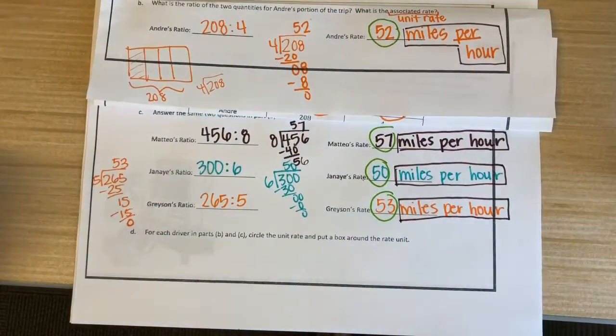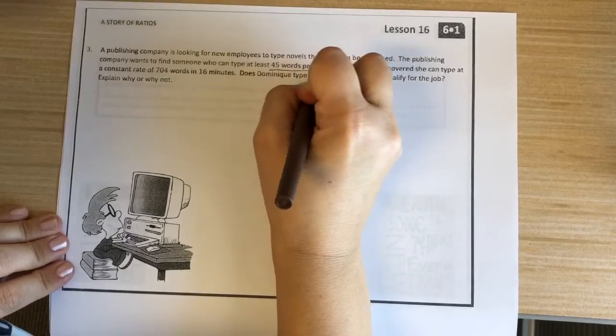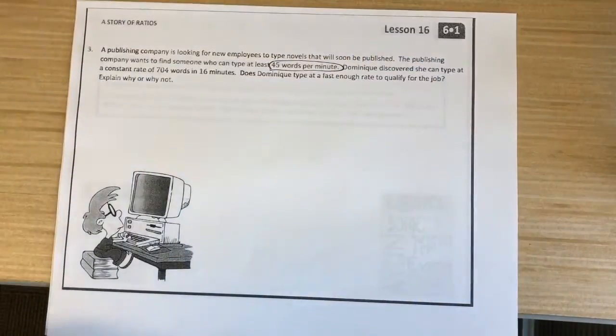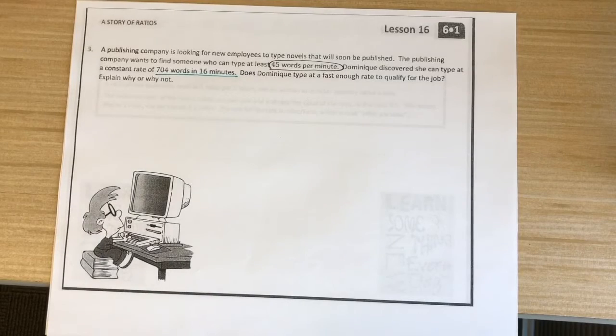Is the rate unit. Okay, and our last problem, a publishing company is looking for new employees to type novels that will soon be published. The publishing company wants to find someone who can type at least 45 words per minute. Dominique discovered she can type at a constant rate of 704 words in 16 minutes. Does Dominique type at a fast enough rate to qualify for the job? Explain why or why not.